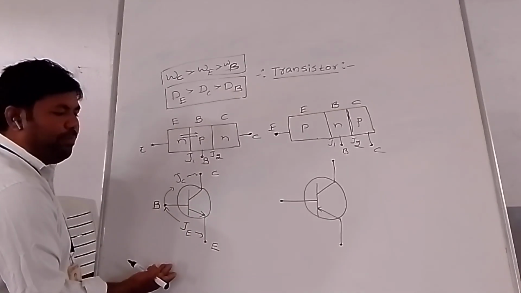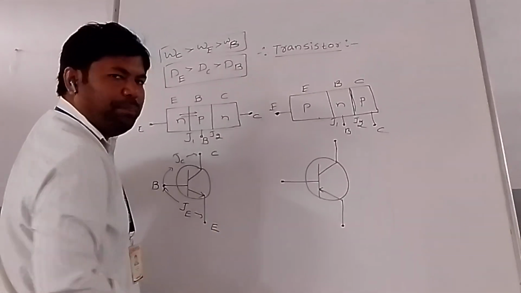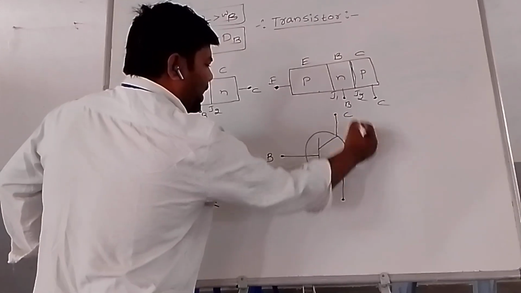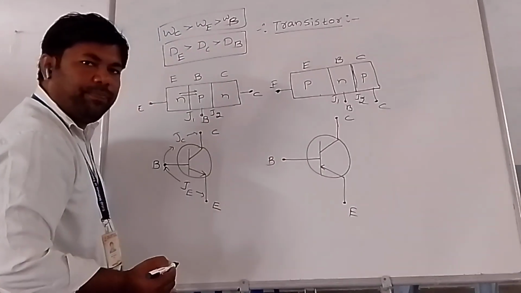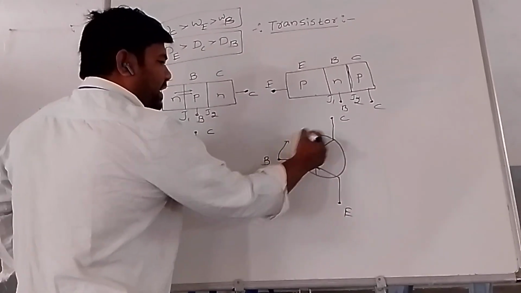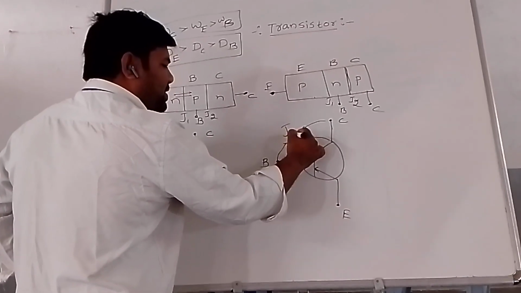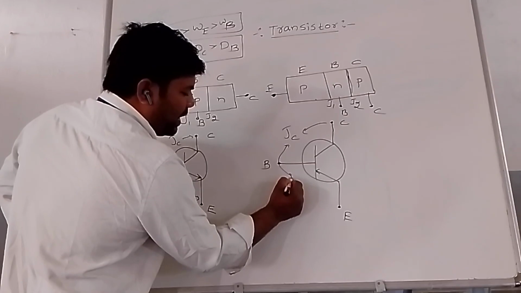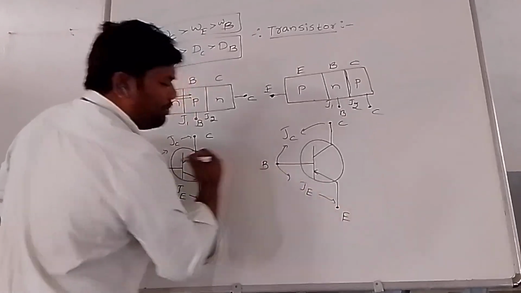So this is the symbol of an NPN transistor. This is the symbol of the PNP transistor. This is also the same: base terminal, collector terminal, and emitter terminal. If we join these two, base and collector, we can call it junction JC. If we join the two terminals, base and emitter, we can call it junction JE.